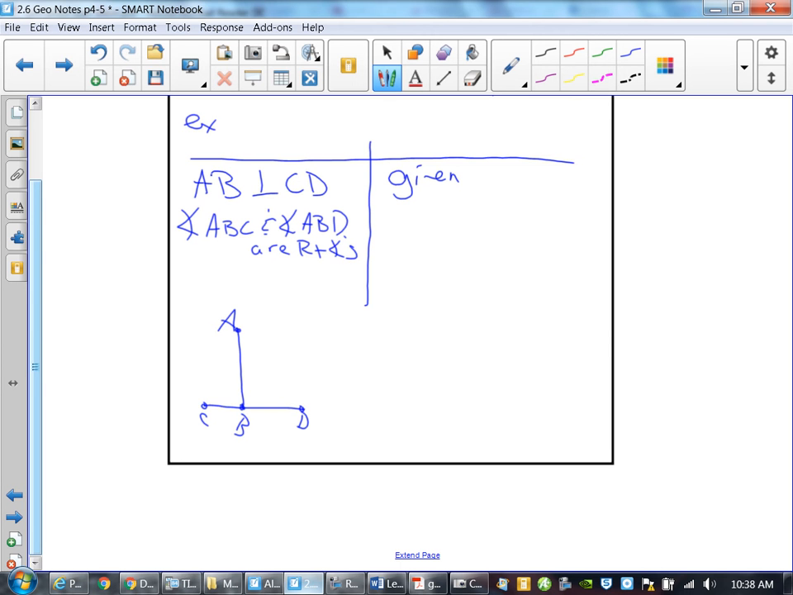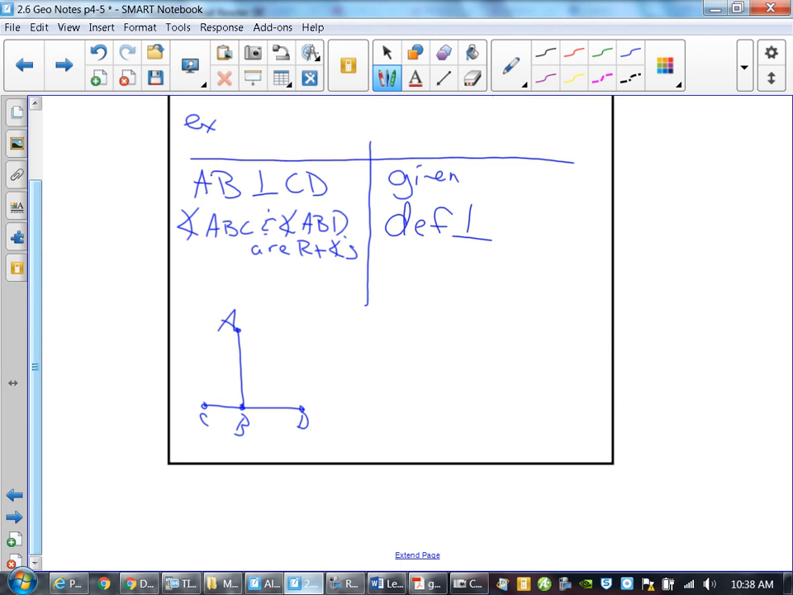So why do you think my reason is that I can say that they're right angles? What have we been doing every time with these? What's that reason going to be? Definition of what? What were we given? No, we weren't given right angles. What were we given? Perpendicular. So what do you think the reason's going to be? That's it. Definition of perpendicular tells you that you've got right angles that are formed.